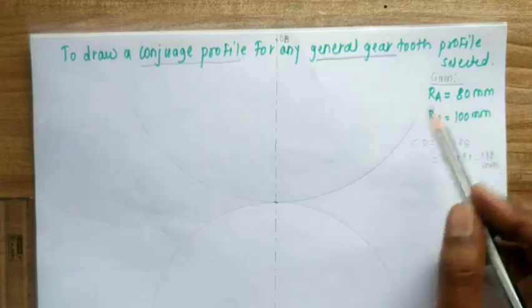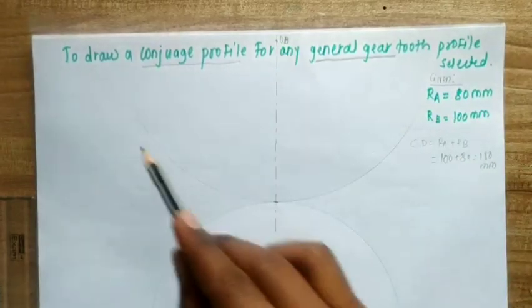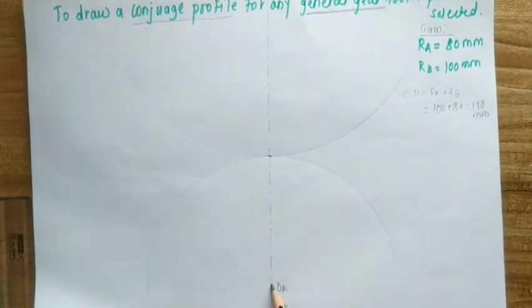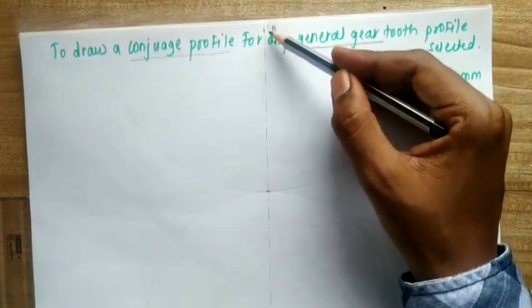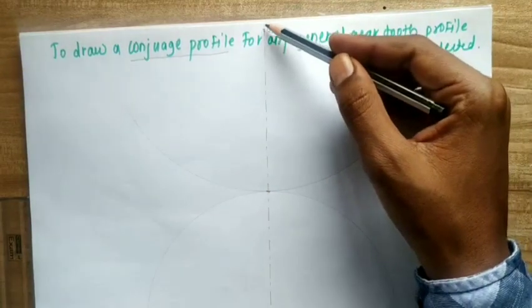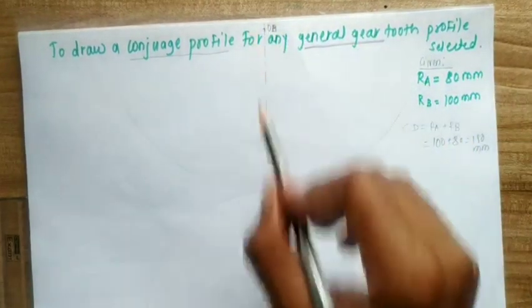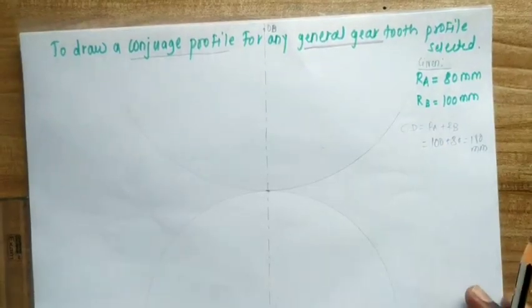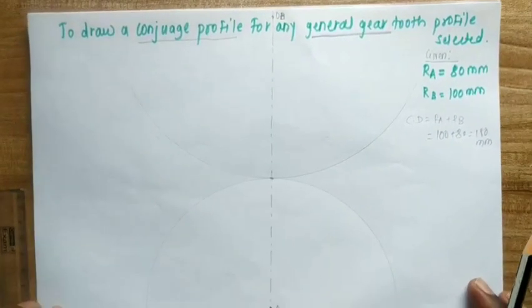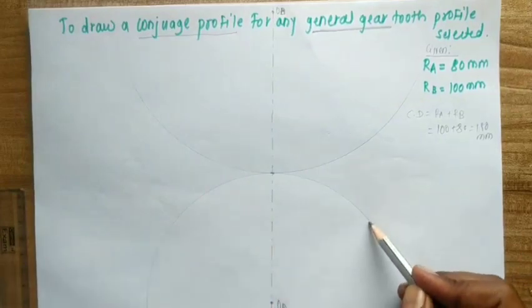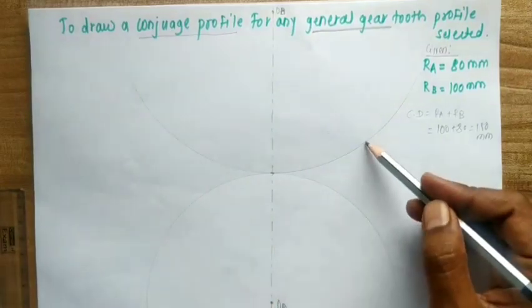So with this dimension, I already marked here the center line and two pitch circles. You can see here the center of the gear A, and here the center of the gear B. That is OA and OB are the two centers marked. Distance between them is 180. So with these dimensions, I mark two pitch circles. This is pitch circle of gear A and this will be pitch circle of gear B.